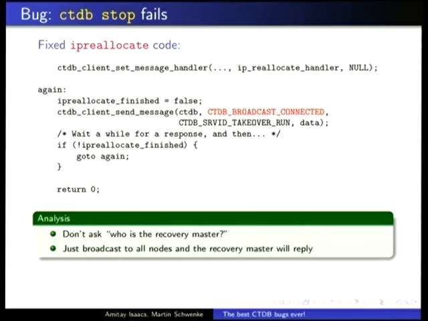So how do you fix this? Well, that's pretty simple. Instead of asking who the recovery master is, since you're only going to get a reply from the recovery master, you just broadcast. And that's a really nice thing to do in a clustered environment. You don't ask questions for which you're not sure of the answer or for which the answer might change. So broadcast is really good here. What if you get two answers?